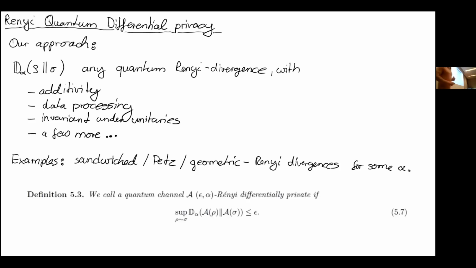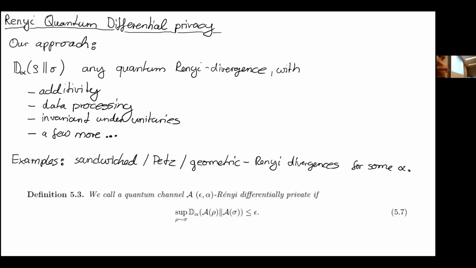And then how do you define Rényi differential privacy? Of course, you just take the supremum over neighboring states, and you want this to be smaller than epsilon. As long as you choose a Rényi divergence that in the limit of alpha to infinity gives you the max relative entropy, this will reduce to the standard definition of epsilon differential privacy. So what you get is a new definition of differential privacy with two approximation parameters. It's easier to achieve than epsilon differential privacy, but it does not have the downside of introducing the delta, this additive error parameter that comes with all its own problems. And so this is our proposed fully quantum generalization of the Rényi differential privacy.